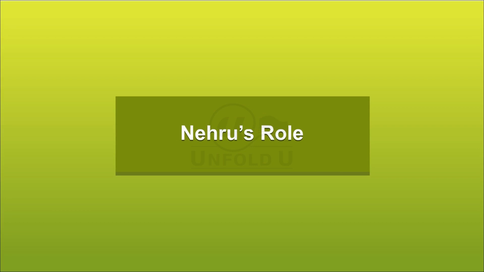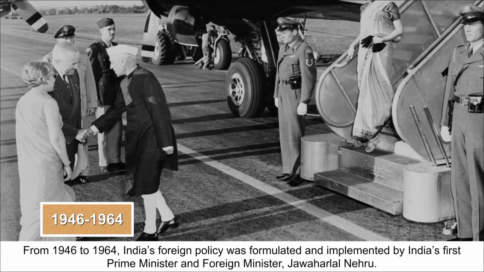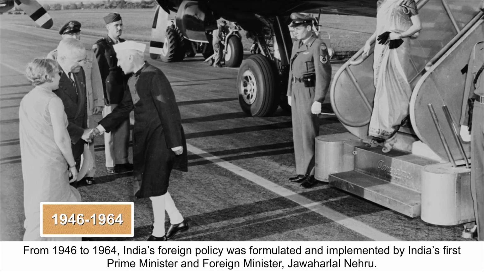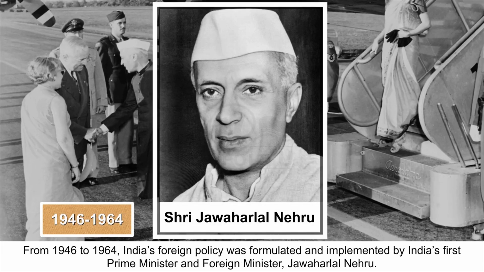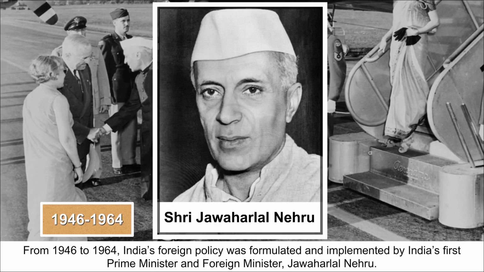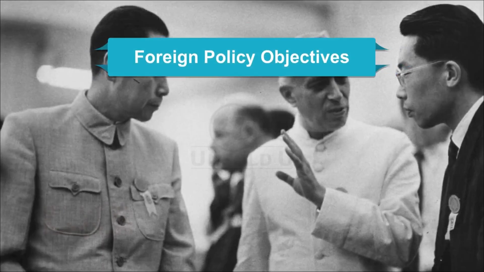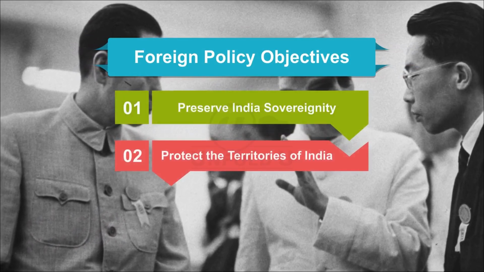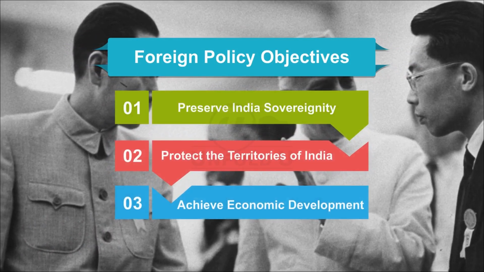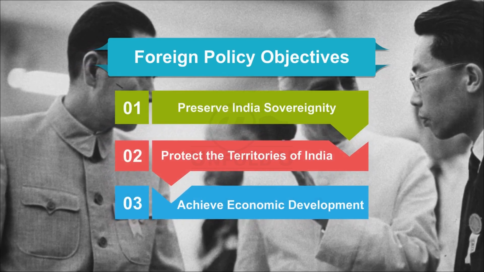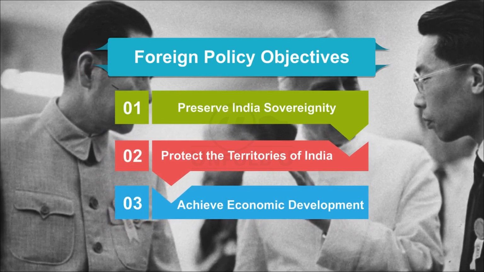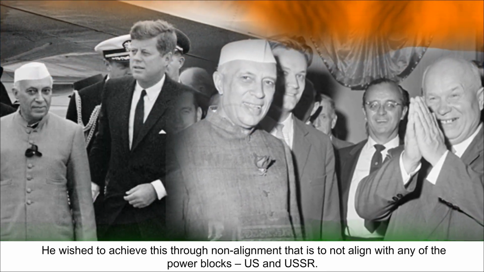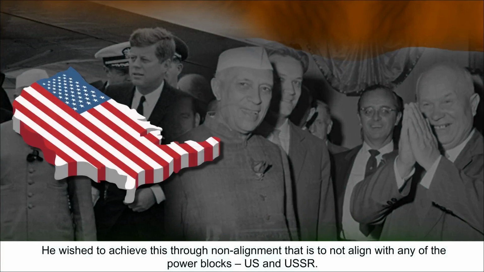Nehru's role. From 1946 to 1964, India's foreign policy was formulated and implemented by India's first Prime Minister and Foreign Minister, Jawaharlal Nehru. His foreign policy's objectives were to preserve India's sovereignty, protect the territories of India, and achieve economic development at a rapid pace. He wished to achieve this through non-alignment, that is, to not align with any of the power blocs, US and USSR.